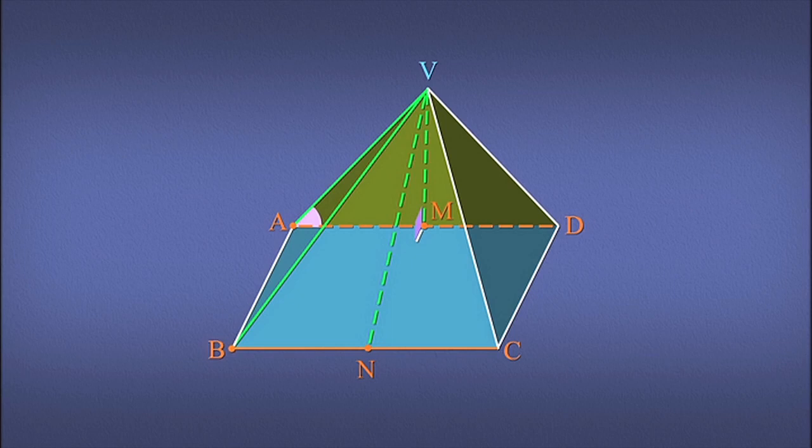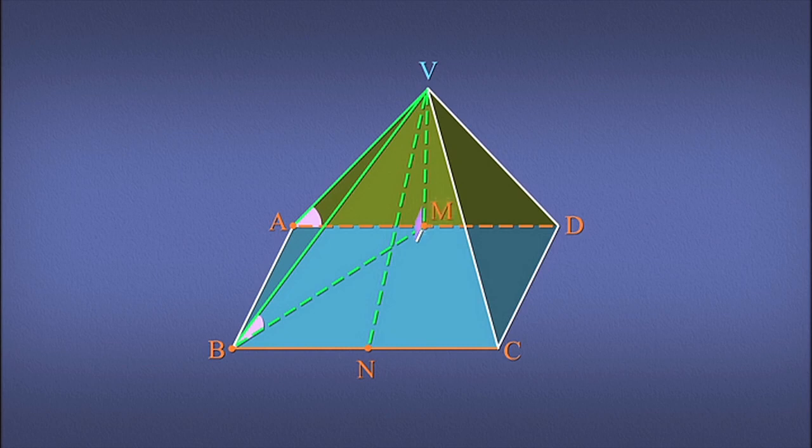Point B is the point of intersection between the straight line VB and the plane ABCD. BM is the projection of VB on the plane. Angle VBM is the required angle between the straight line VB and the plane ABCD.